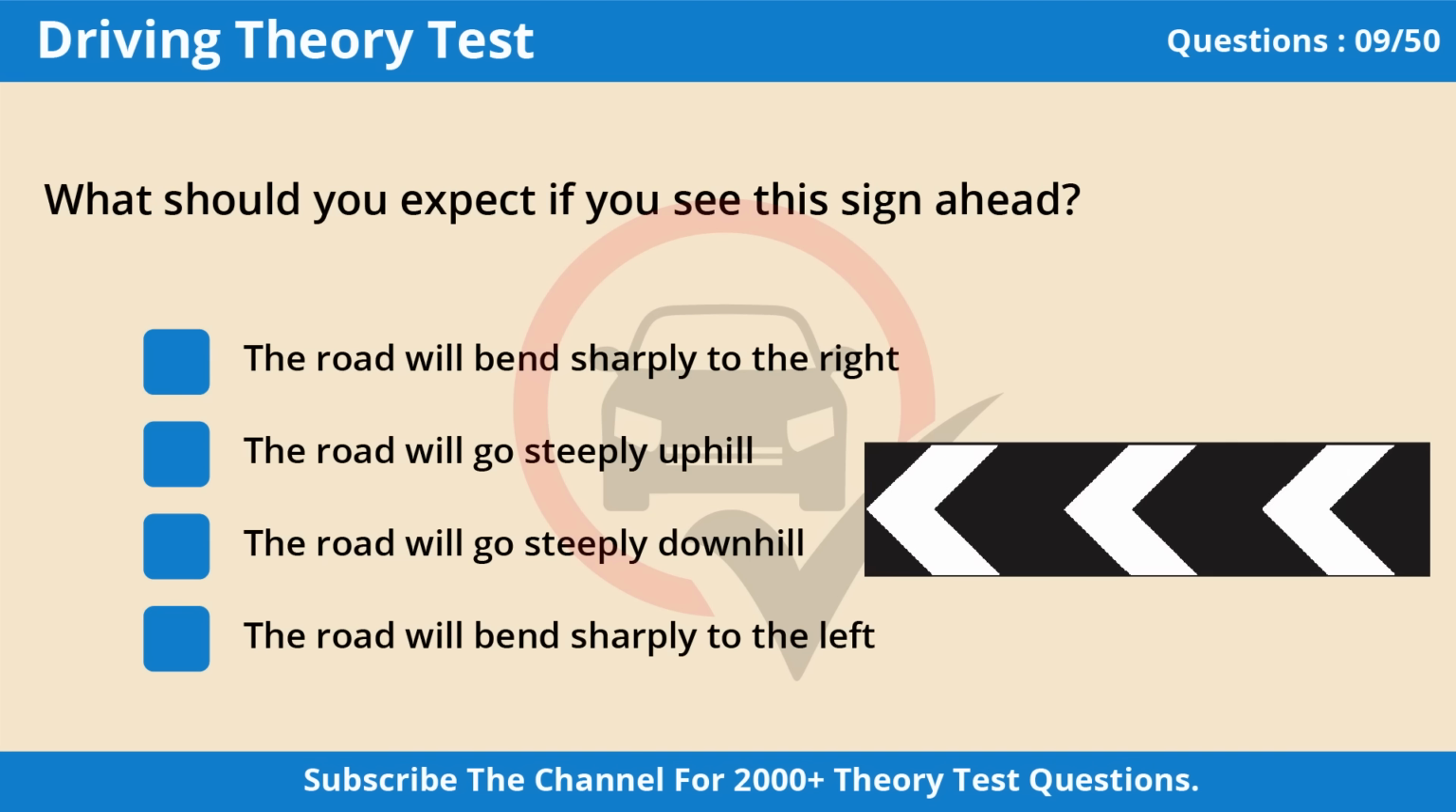Question 9. What should you expect if you see this sign ahead? A. The road will bend sharply to the right. B. The road will go steeply uphill. C. The road will go steeply downhill. D. The road will bend sharply to the left.